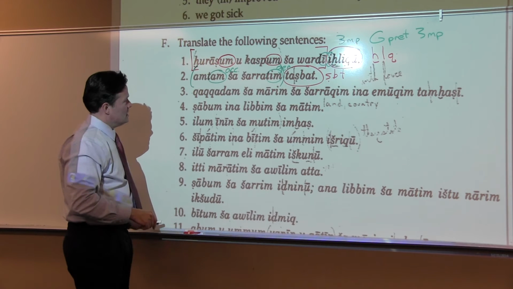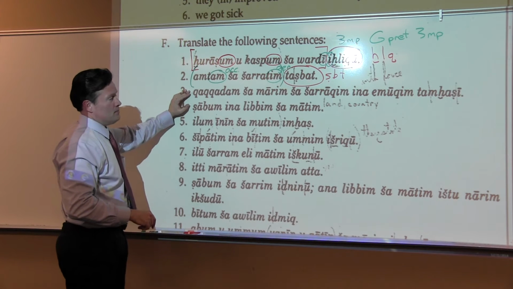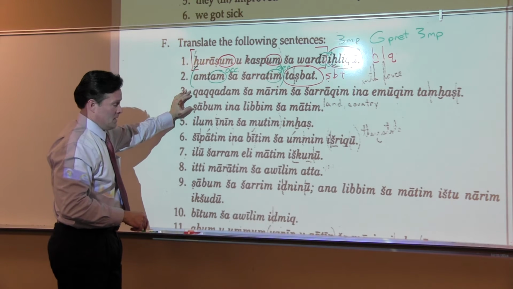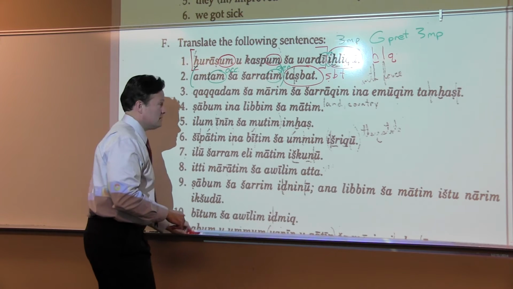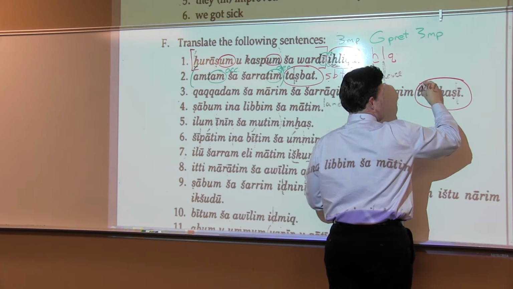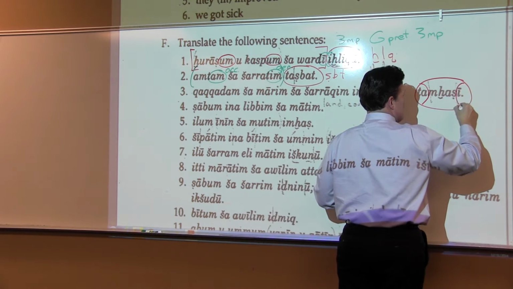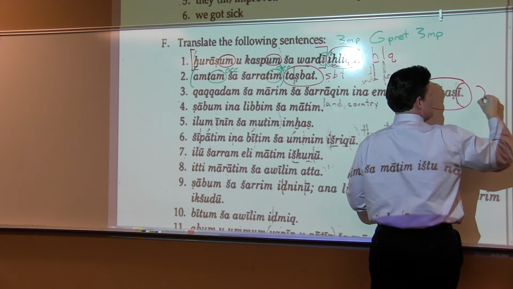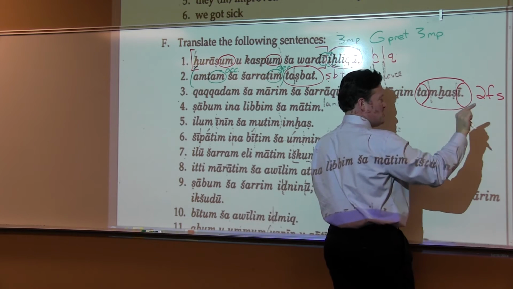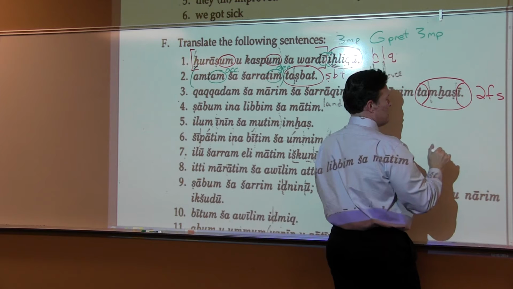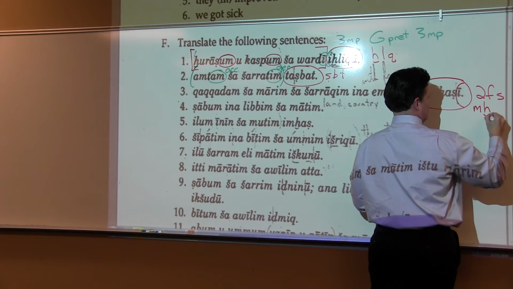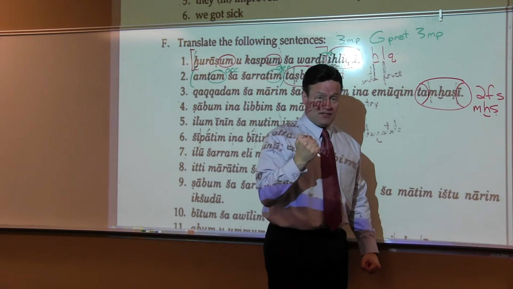Number 3. Qaqqadam mar sharrakim ina emuqim tamhasi. So here we have the verb at the end. The verb is tamhasi. And notice here we have a ta preformative and an i suffix. So this is a second feminine singular verb. The subject is second feminine singular, you feminine singular. The root is machatz, which means to strike.